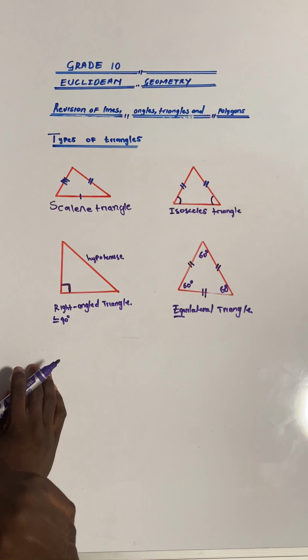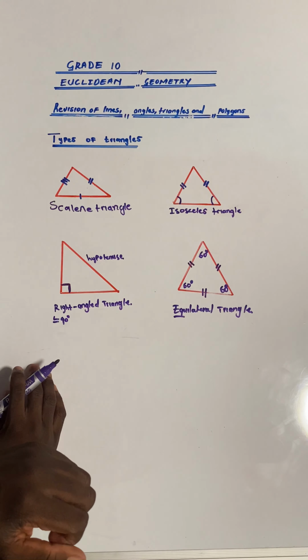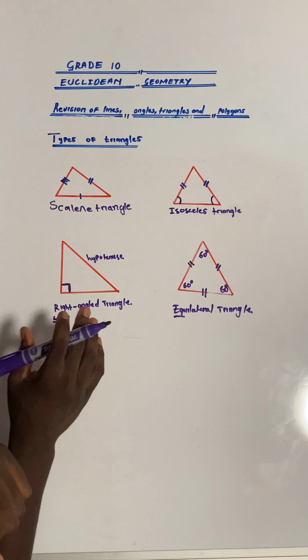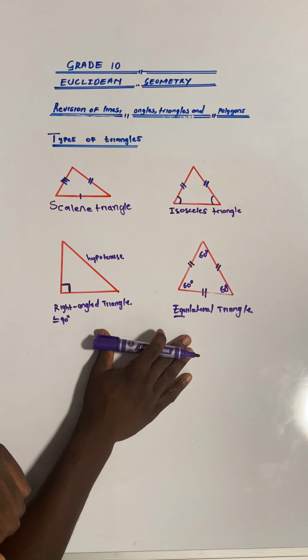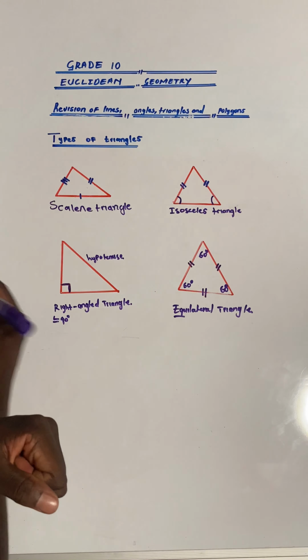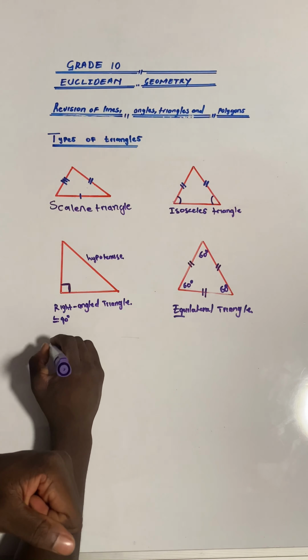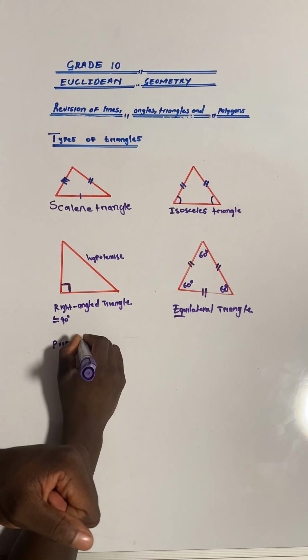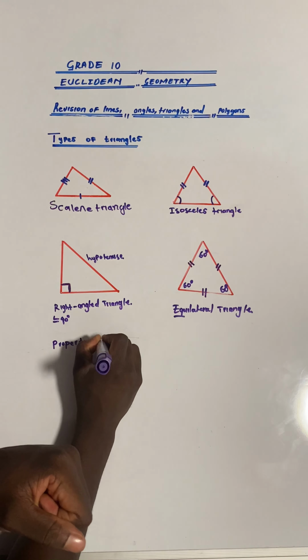I know some of you might look at this as something that is wasting your time. Please note, this is very important from here going forth, right? So these are the four types of triangles that we have in Euclidean geometry. Now I want us to go to the properties, or what you are mostly required to know when it comes to triangles.